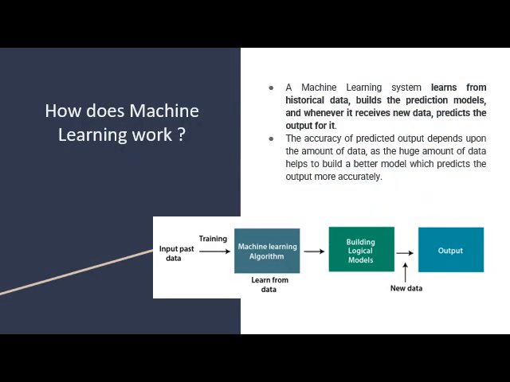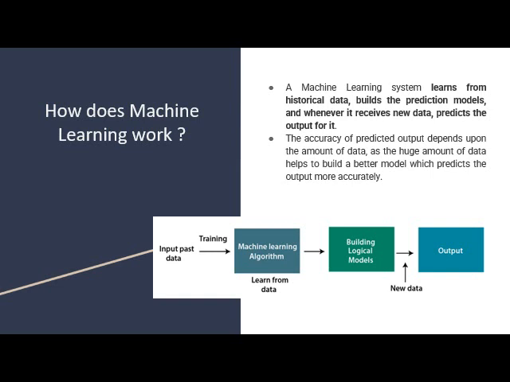Now we come to how does machine learning work. A machine learning system learns from historical data, the data which we provide to it, and builds prediction models based on it, and whenever it receives new data, it tries to predict the output. The accuracy of the predicted output depends upon the amount of data, as a huge amount of data helps to build a better model which predicts the output more accurately.